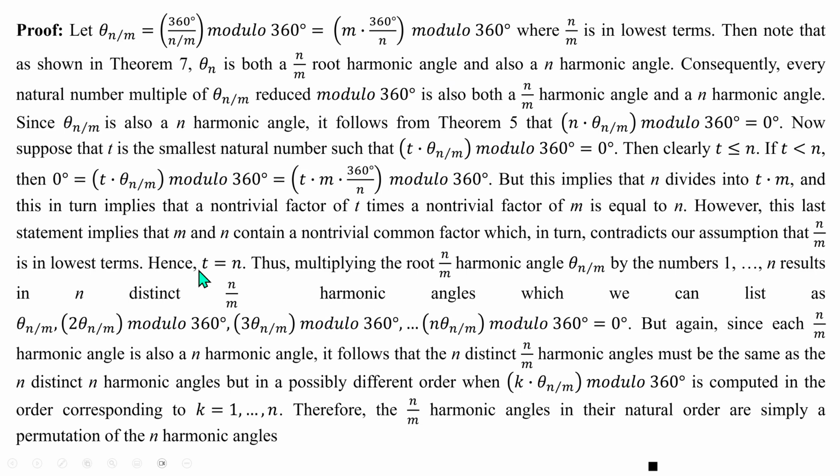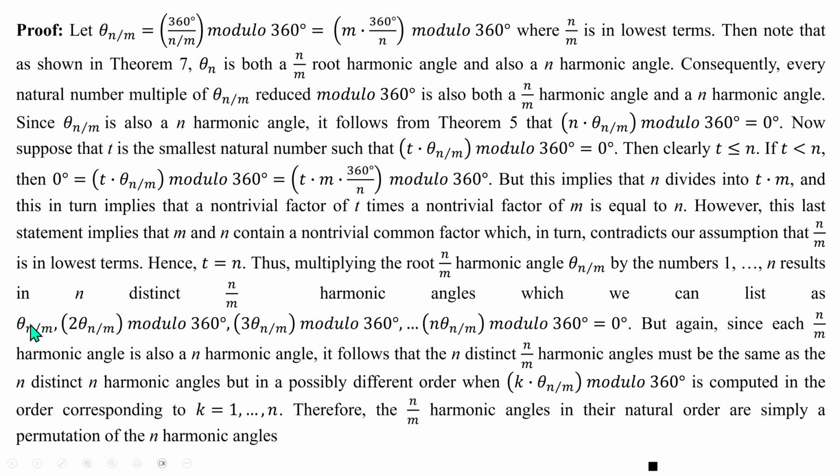Well, if t is equal to n, that means that multiplying the root n over m harmonic angle, theta sub n over m, by the numbers 1 through n results in n distinct n over m harmonic angles, which we can list as theta sub n over m, 2 times that modulo 360 degrees, 3 times that modulo 360 degrees, all the way up to n times this modulo 360 degrees, which will be equal to 0 degrees.